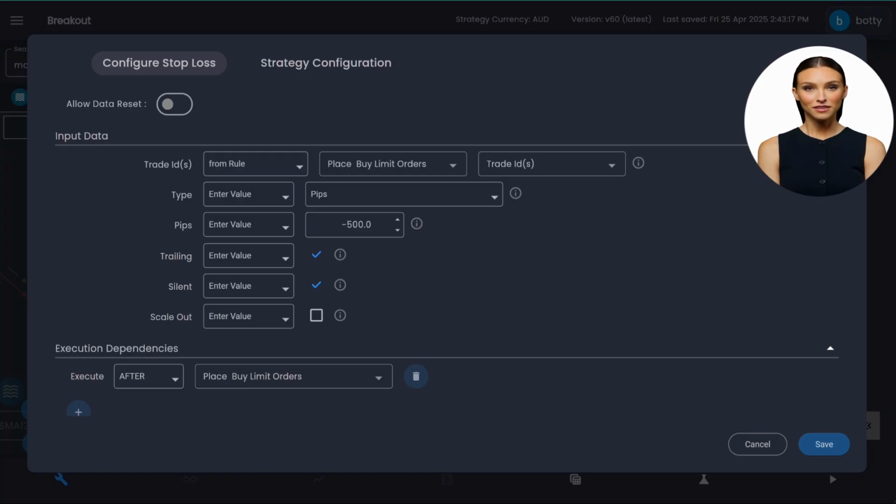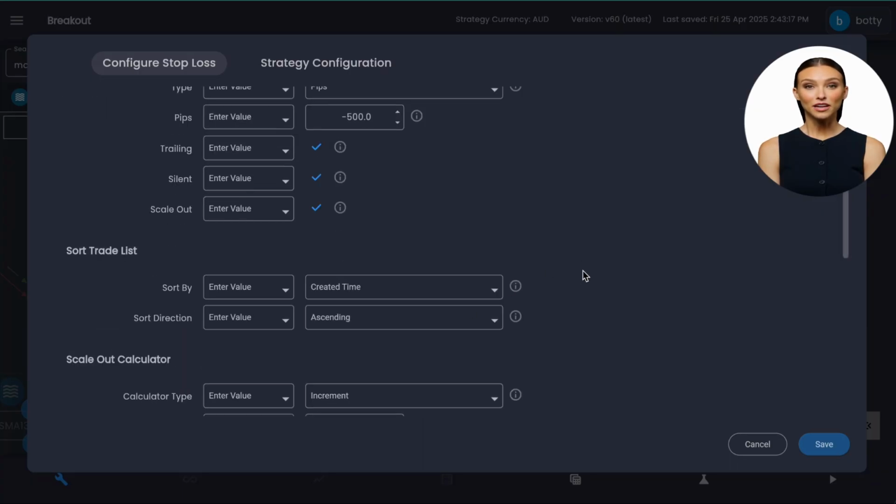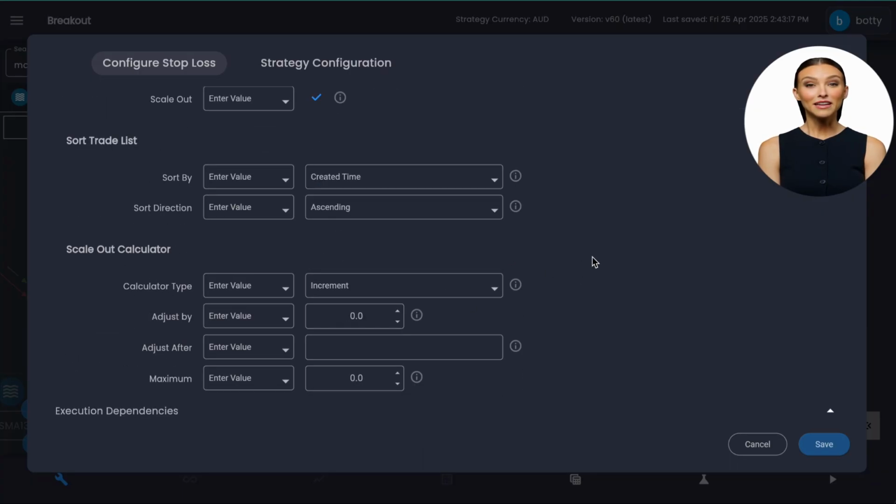The final configuration option is scale out. This mechanism can be used when multiple trades are employed to manage an aggregate position within a strategy. The scale out calculator can assign a different stop loss to each trade in the list passed to the stop loss rule. First, we can sort the list of trades passed into the rule by either the created time or the target price of each trade. Here, the target price refers to the entry price for positions.